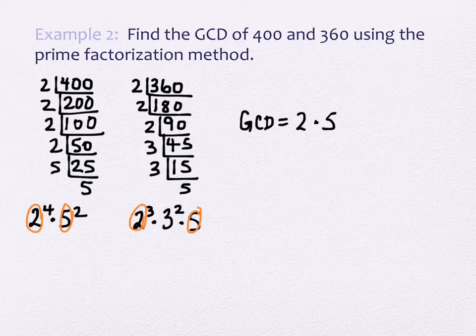Some people forget this step and they just say, okay, then it's 10 and I'm done. Now 10 would be a common divisor for this. That actually would be a correct answer for what's a common divisor, but it wouldn't necessarily be the greatest common divisor. Step 3 tells me I need to look at the exponents.